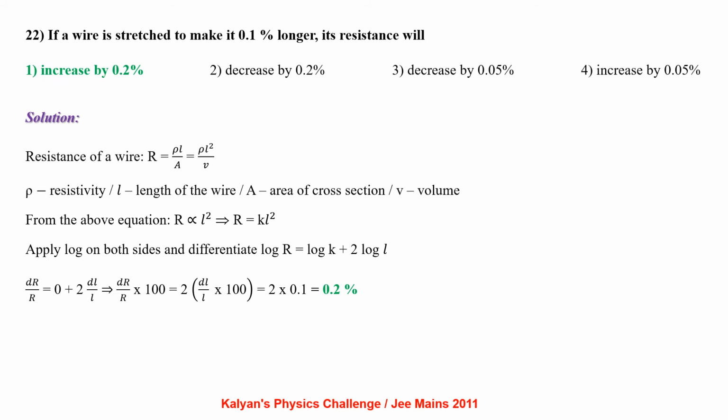Now applying log on both sides and differentiating, we have log R equal to log K plus 2 log L. Differentiation: dR by R equal to 0 plus 2 dL by L. The differential of a constant is 0. From there, we get fractional change in resistance. Multiply with 100, we get a percentage change in resistance. That comes out to be 0.2%.